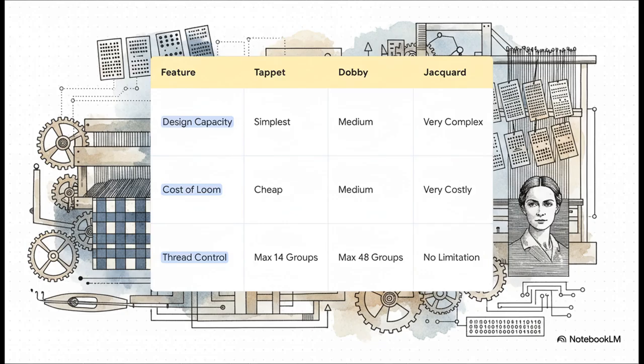Now, that's fine if you're making simple stripes or plaids, but for these really complex, beautiful images, you need to be able to control every single thread all on its own. And that, right there, is where you see the breakthrough. Just look at the Jacquard column. No limitation. That was an absolute game changer.